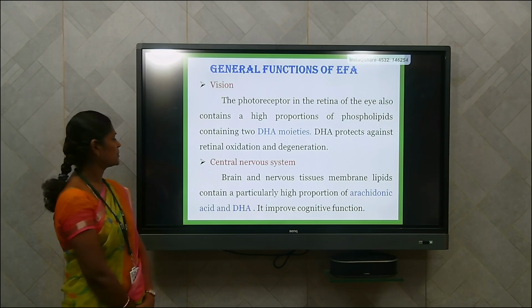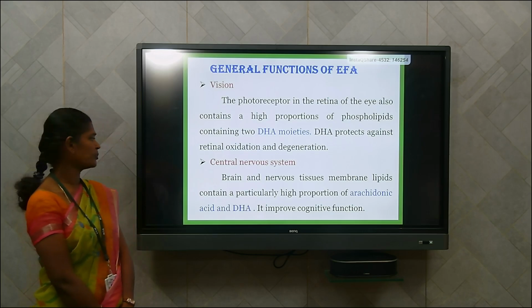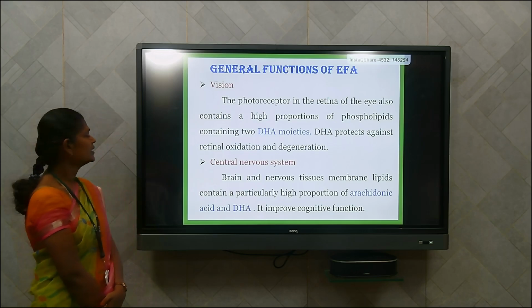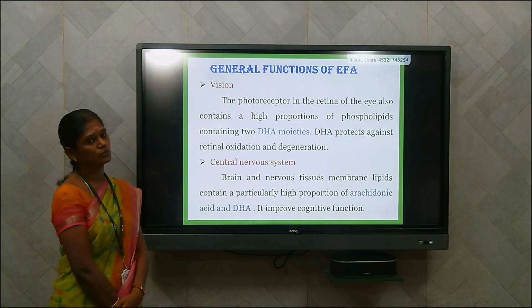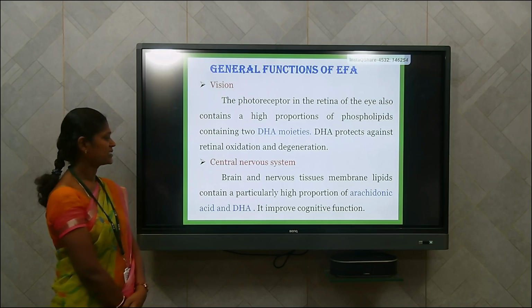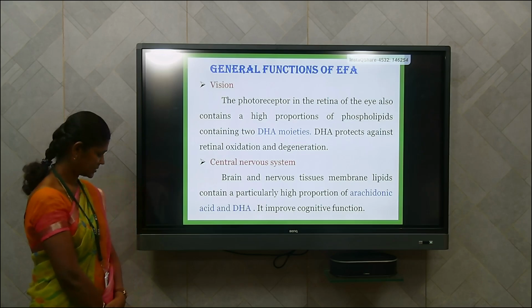In the central nervous system, the brain and nervous tissues maintain lipids that contain a particularly high proportion of arachidonic acid and DHA. So these two types of fatty acid improve the cognitive functions.